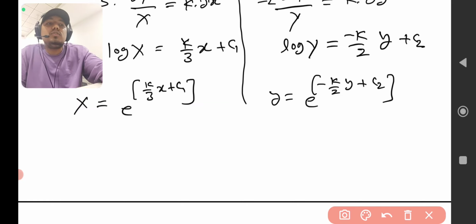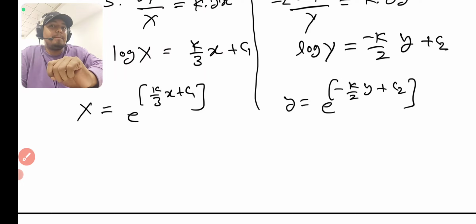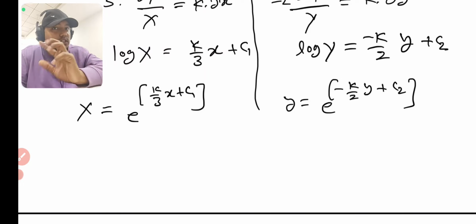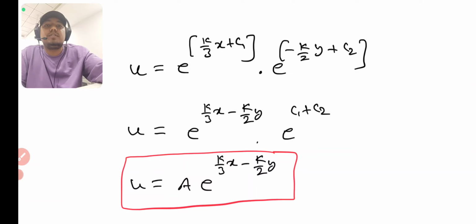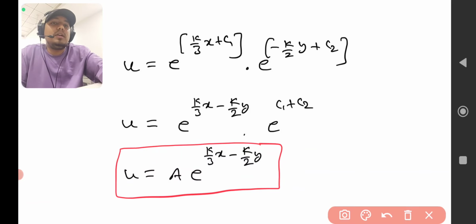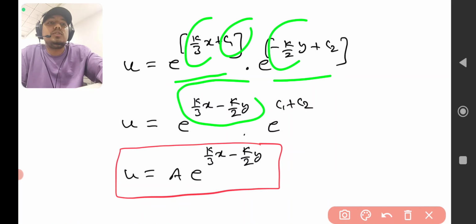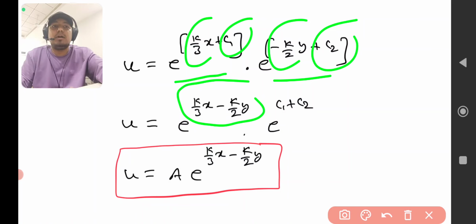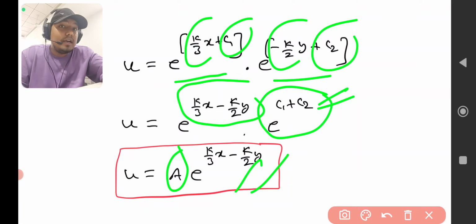So now what was your u value? The u value is the product of this capital X and this capital Y. That's all. It means what? You got the answer. You just have to multiply these answers. So I have multiplied these answers. So you can see here, when I multiply capital X with capital Y, then these variable terms I collected together, and the constant terms C1 and C2 I collected together, and I separated from the power. So it became e power C1 plus C2. This is a new constant I wrote here as a, and the remaining things I wrote here. This became your final solution.